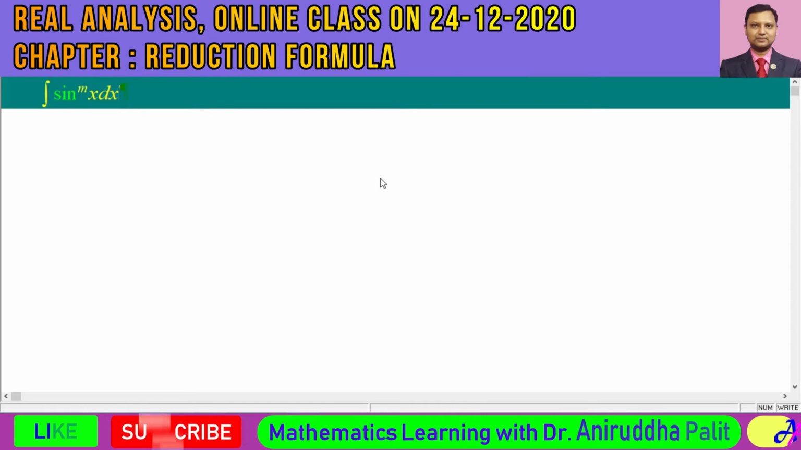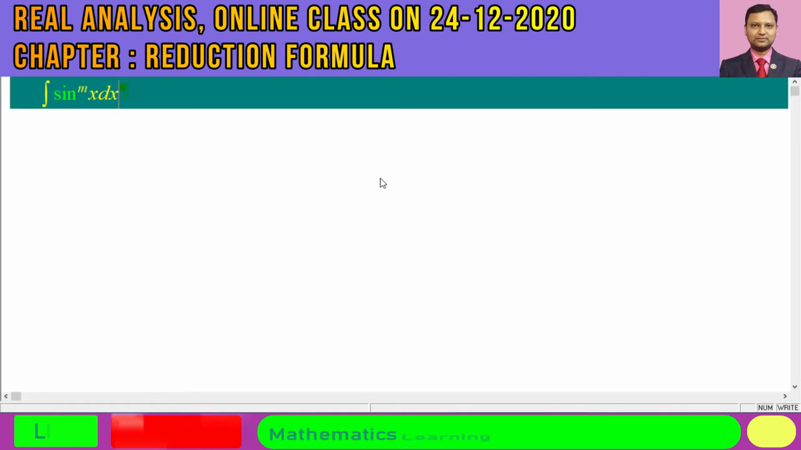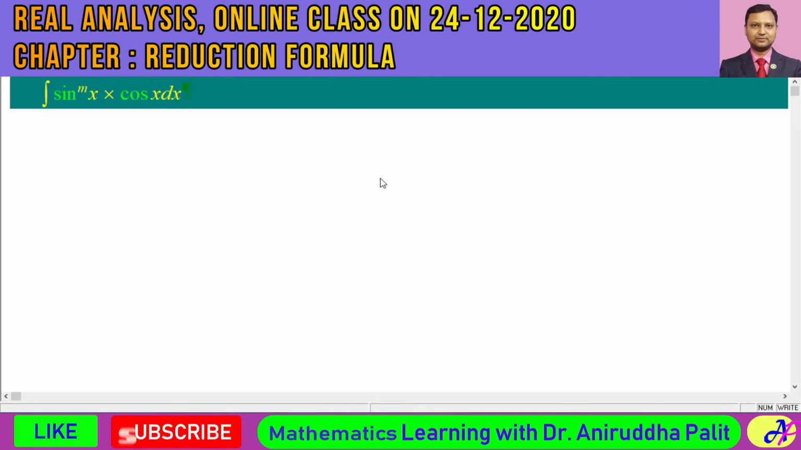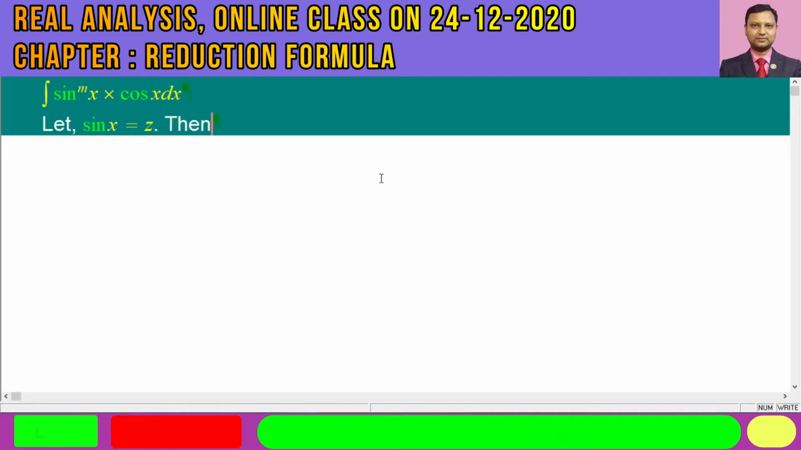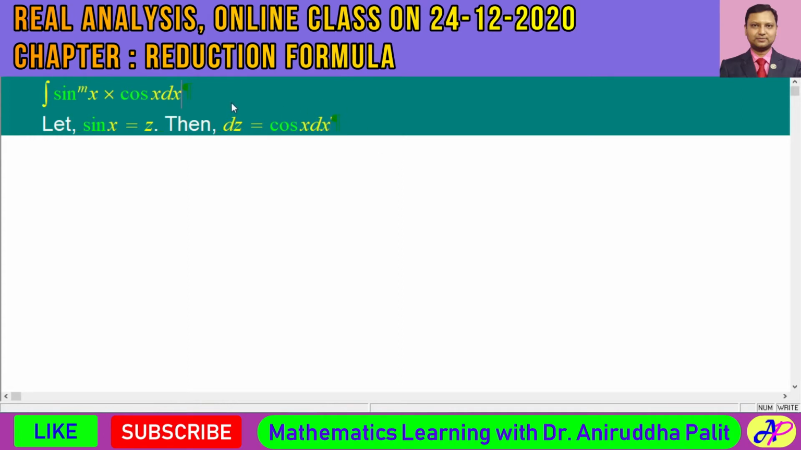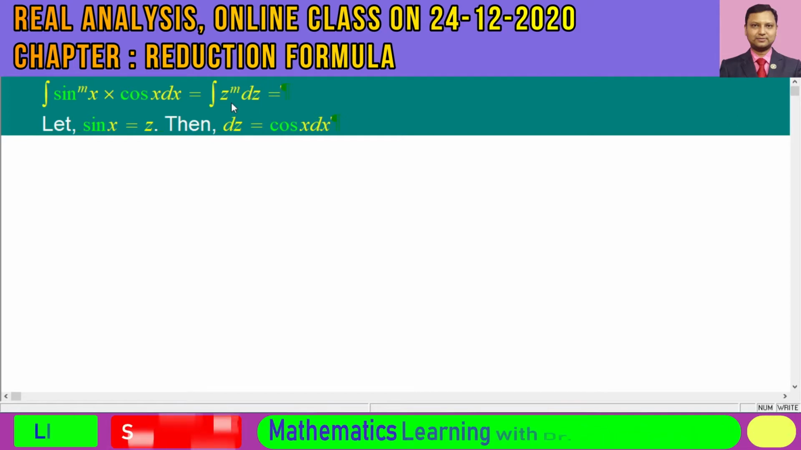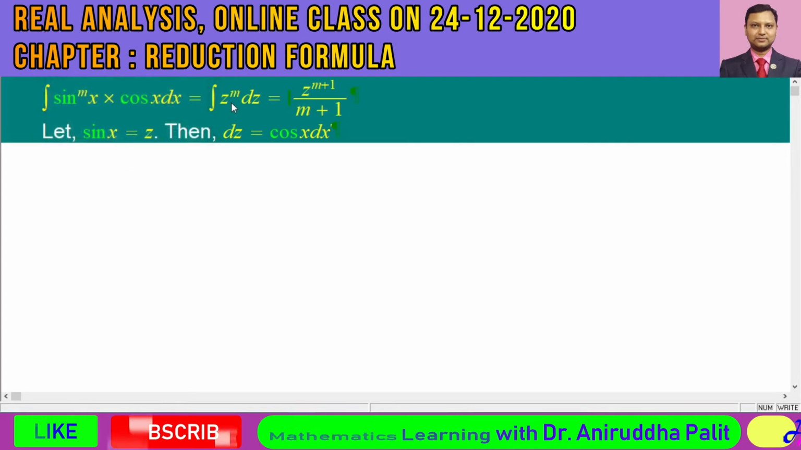We can integrate it by a certain kind of reduction formula that I demonstrated in the last class. But over here we need direct integration, and that would be possible if we have a cos of x function, because in that case, if we assume that sine of x is equal to z, then we have dz is equal to cos of x dx. So this expression would ultimately be converted into z to the power of m into dz. Now it is integrable, and we will get z to the power of m plus 1 divided by m plus 1.